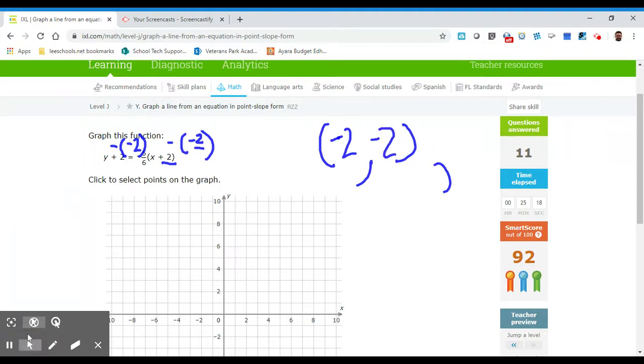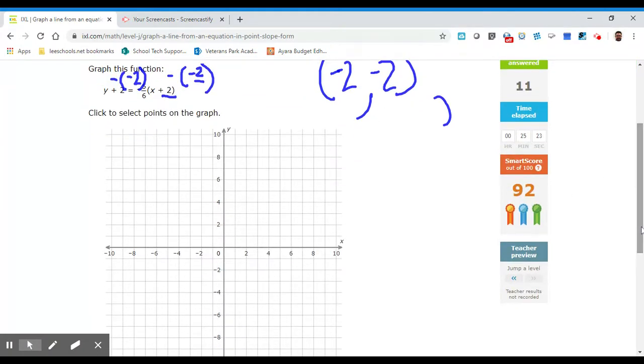Then let's go ahead and plot the point, negative 2, negative 2. So we're going to go to the left 2, we're going to go down to make our point. Then our slope is negative 5/6. So that means we are going to rise 5, 1, 2, 3, 4, 5, but we're going to run 6 to the left because it's negative. 1, 2, 3, 4, 5, 6. Click it, and we should be good to go.